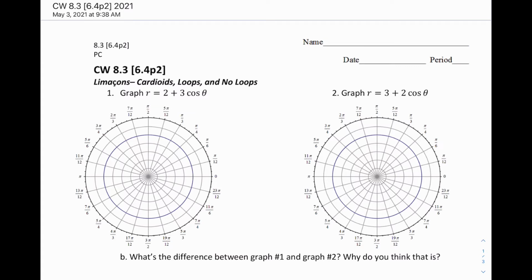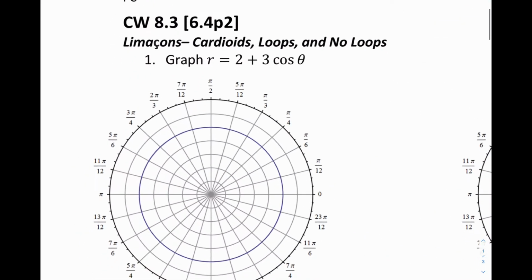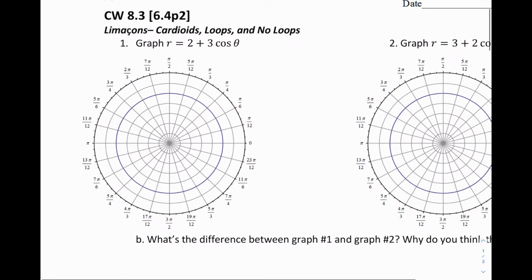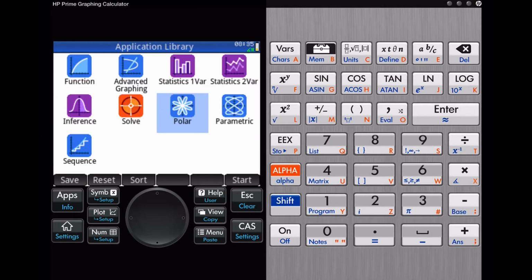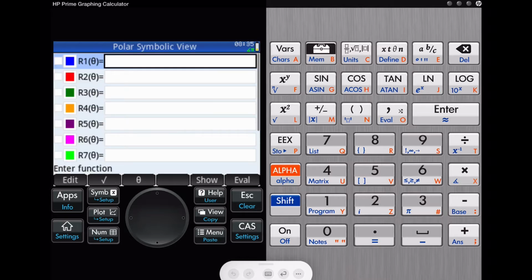Welcome to CW 8.3. Today we'll be talking about limaçons and how to use your calculator to analyze graphs like that. So start by opening our calculator, and we're going to go to Apps, and you want to hit Polar right there. The first thing we want to do is type in our first equation, which is 2 plus 3 cosine of theta.